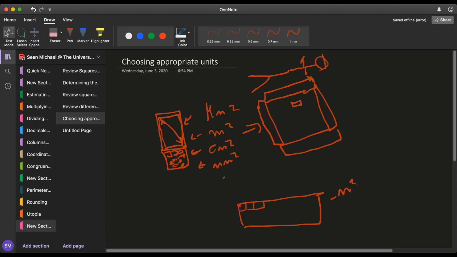For my phone, millimeters squared, maybe centimeters squared. For a little ant, definitely millimeters squared. For the little tiny chip inside your phone, maybe millimeters squared or even nanometers squared, especially if you're trying to talk about the wires. And so on and so forth. You want to use the right unit.